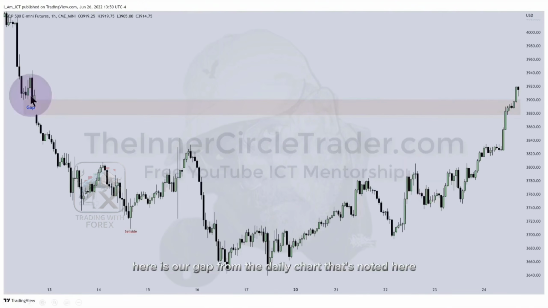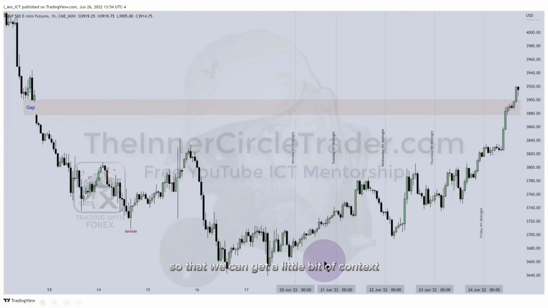Here's our gap from the daily chart that's noted here. And here's that old sell side liquidity pool. And we dug down into that. And I'm going to add some day dividers here so that we can get a little bit of context. I want you to look at the profile of the week.